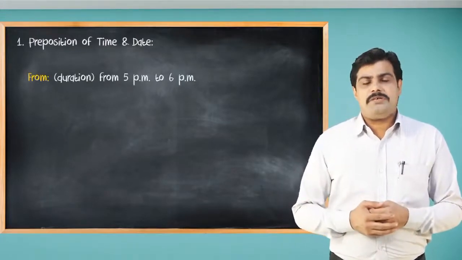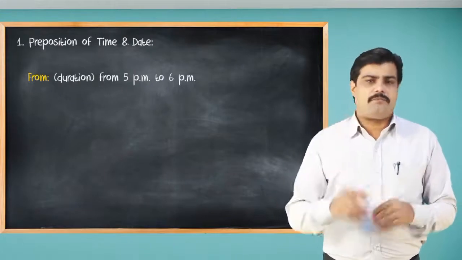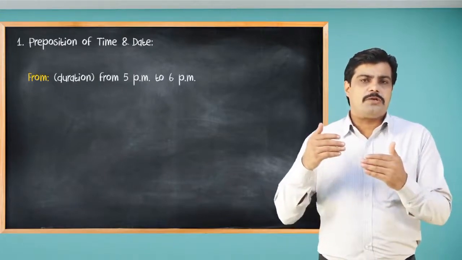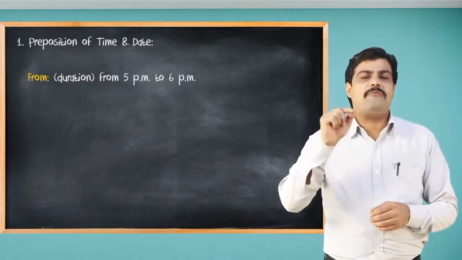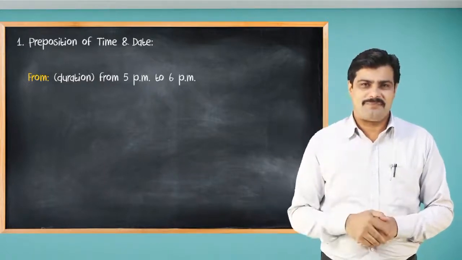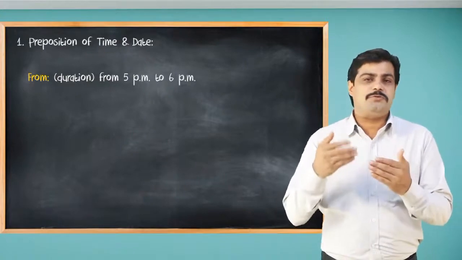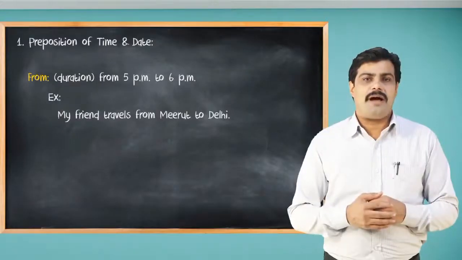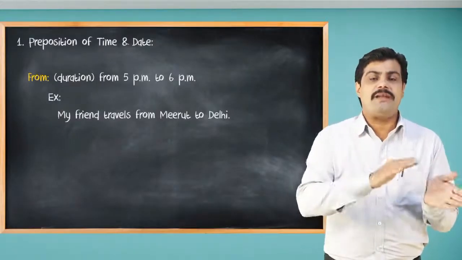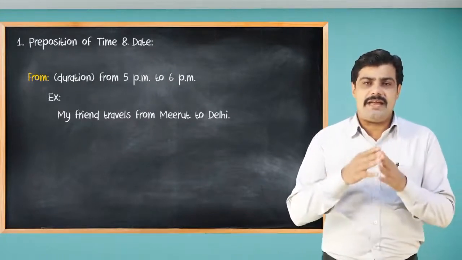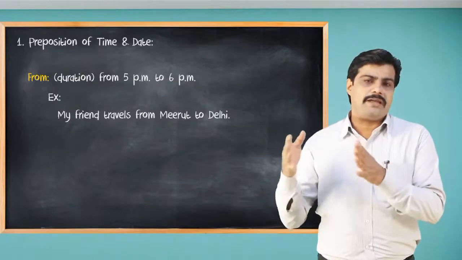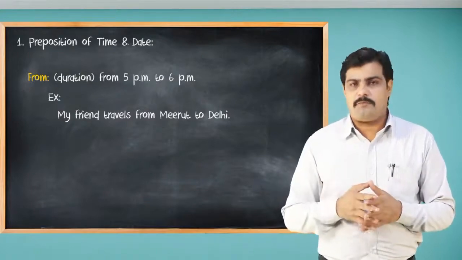The another preposition is from. From is used to show duration and direction. For example, from 5 p.m. to 6 p.m. And it is also used to show direction. For example, my friend travels from Meerut to Delhi. In the second sentence, you see that direction is shown by the word from.